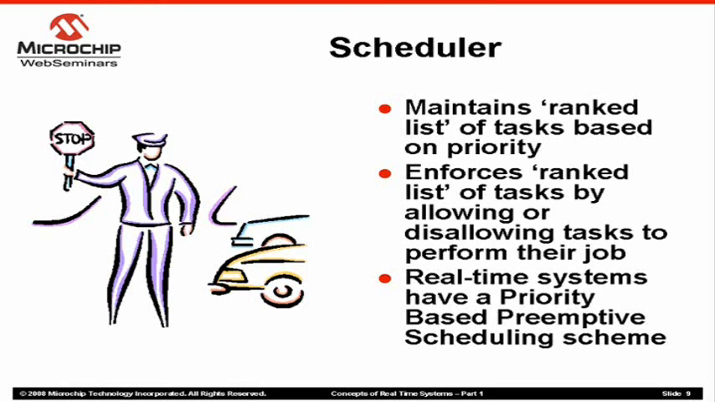Thus, in effect, the scheduler in real-time system maintains a ranked list according to the priorities of all the tasks in the system. And by means of preemption, the scheduler enforces the ranked list by allowing or disallowing any particular task to perform its job at any given time. Hence, the typical scheme employed for scheduler in real-time system is called priority-based preemptive scheduling. Quite a mouthful, huh?